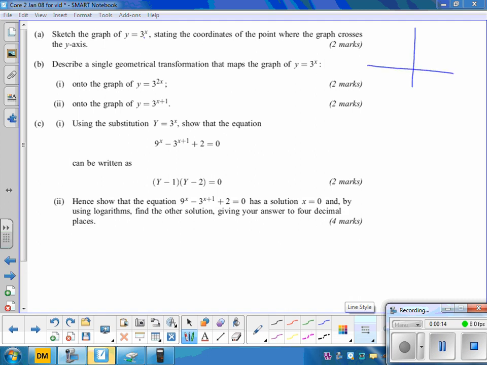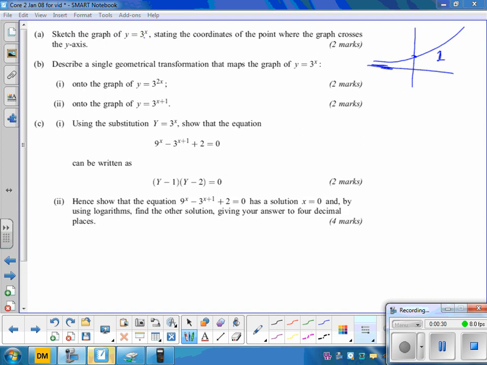It's a whoosh graph starting close to the x-axis and whooshing across there. And all of these always pass through 1 because 3 to the power of 0 is 1. There's 2 marks for that: one for it crossing here, one for the right shape, making sure it gets close enough to the x-axis here.